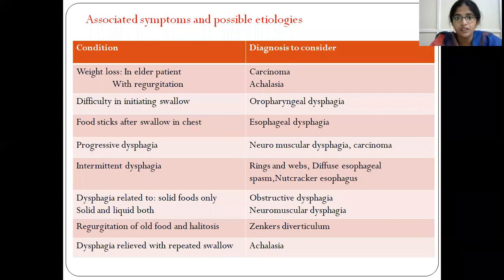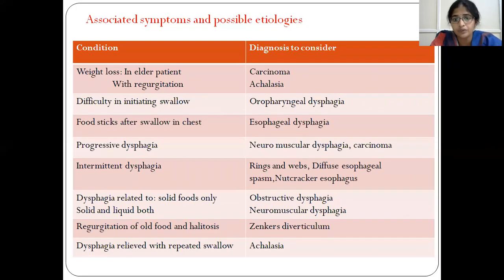Progressive dysphagia: initially to solids, then liquids, then complete dysphagia. Then we will think of carcinoma of the stomach, carcinoma of the esophagus, or neuromuscular dysphagia. Next, intermittent dysphagia. Intermittent dysphagia is always due to rings and webs, upper esophageal webs, lower esophageal webs. It can also be caused by propulsive disorders like diffuse esophageal spasm.